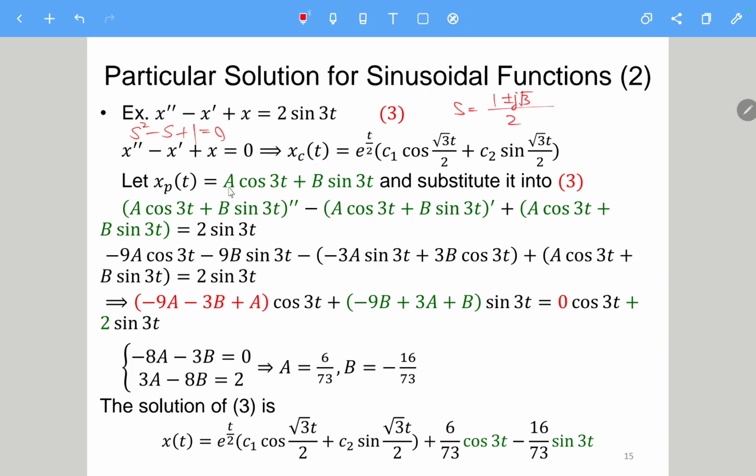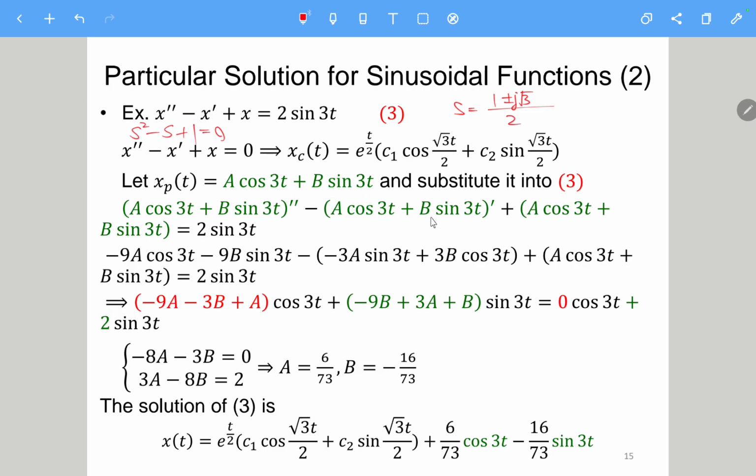And then for the particular solution, the input is sine of 3t. So we just assume the particular solution to be a cosine of 3t plus b sine of 3t. And then we plug this into equation 3, and try to find the unknown coefficients a and b to be this one and this one. And then we can just plug it back to here. This is the particular solution.